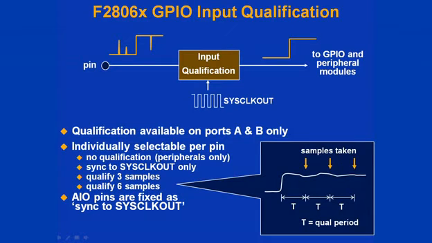The GPIO input qualification feature allows us to filter out noise on a pin. The user would select the number of samples and qualification period. Qualification is available on ports A and B only and is individually selectable per pin.